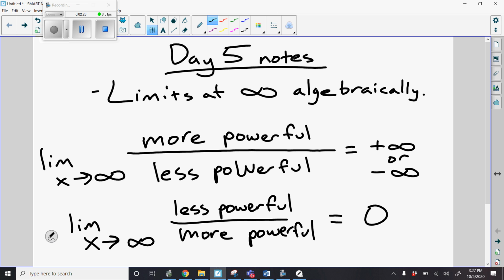What's most interesting is when we have equal power. When we have equal power, we're going to look at the ratio of the coefficients.